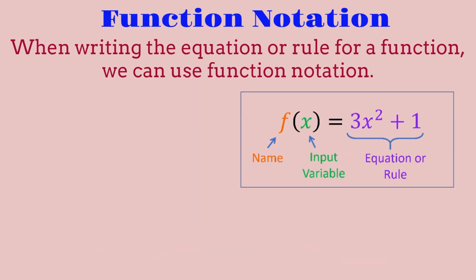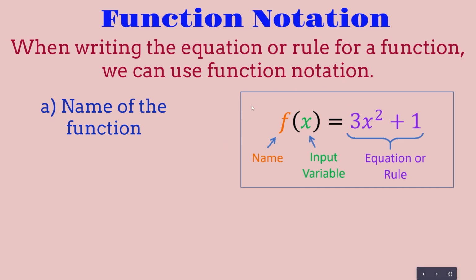So starting off with what is actually function notation. When writing the equation or rule for a function, we can actually use function notation instead. And this is an example over here of how function notation looks. Now we're going to go over step by step how to actually write function notation. First, we have the name of the function. If we look here in this picture, the name of the function is in the beginning, and in this case it's just f.